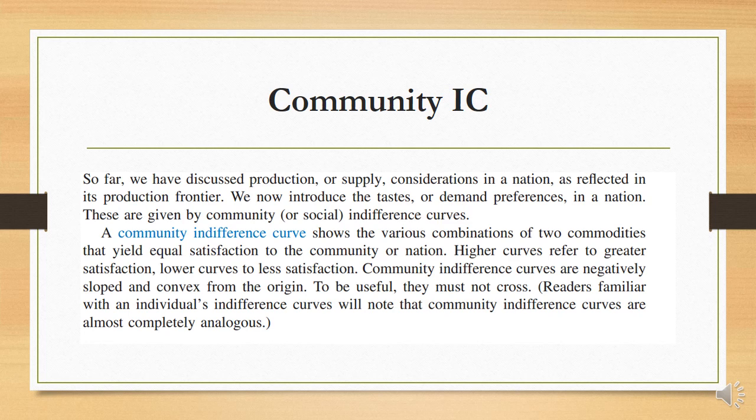So far we have discussed the production or supply considerations in a nation as reflected in its production frontier. We now introduce the tastes or demand preferences in a nation. These are given by the community or social indifference curve. A community indifference curve shows the various combinations of two commodities that yield equal satisfaction to a community or nation.